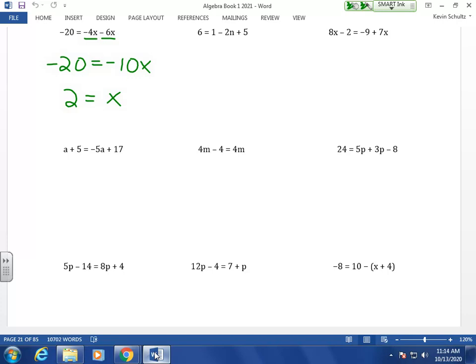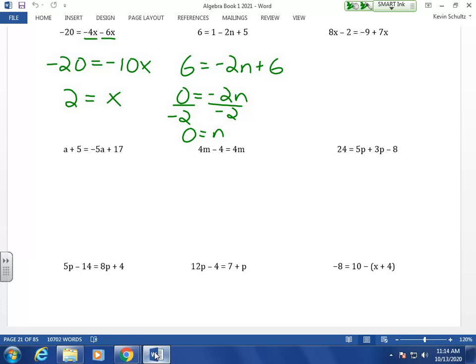Next one, after you combine like terms, you get 6 equals -2n plus 6. Subtract 6 from both sides. You get 0 equals -2n. Occasionally I'll get the answer where it's no solution because you get that 0 there. But if you complete the process and divide by -2, you can, in fact, divide 0 by -2. You just get 0. So 0 is our value for n.